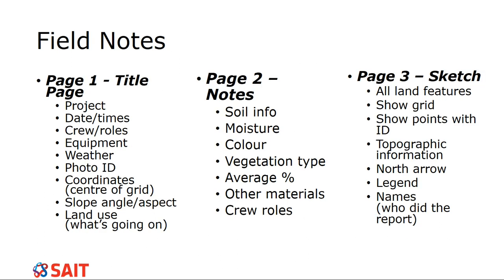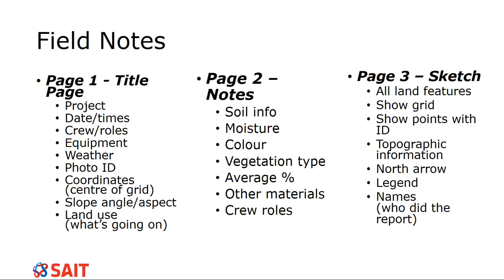So there's going to be 3 pages of field notes for every time you go out. You always have a title page. That doesn't change with remote sensing. You're going to have a title page that has the project, date and times. Time is actually really important for remote sensing because if you're trying to do anything in situ, then you need to know when you were out there. Then the crew that's out there, the roles that they took, any equipment that you took out there, what the weather looked like, any photo identification.